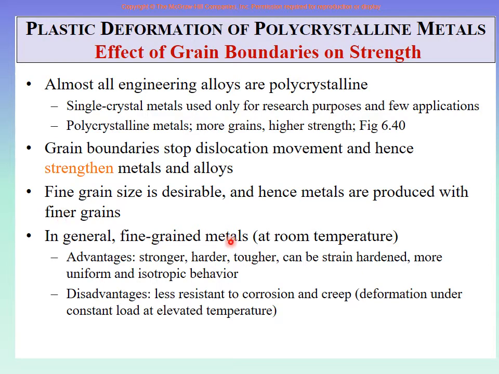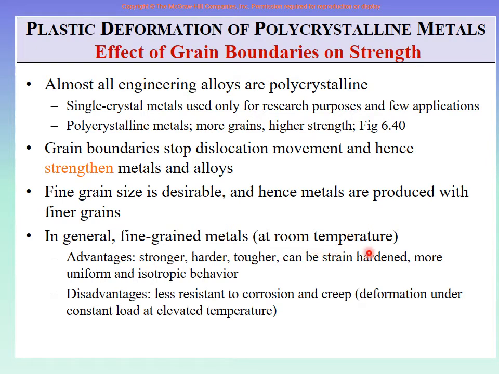In general, fine grained metals, metals which have a lot of crystals at room temperature, the advantages are they are stronger and harder. We told you just a little while ago that if the strength is high, hardness will also be high. So these two go together. Because of a lot of grains, there will be a lot of grain boundaries, and grain boundaries increase the strength. So fine grained metals will be stronger and harder. This is a bonus. They will be tougher also. We told you that normally if strength is high, it is not necessary that toughness will be high. But if it is fine grained, then the toughness will be high also.